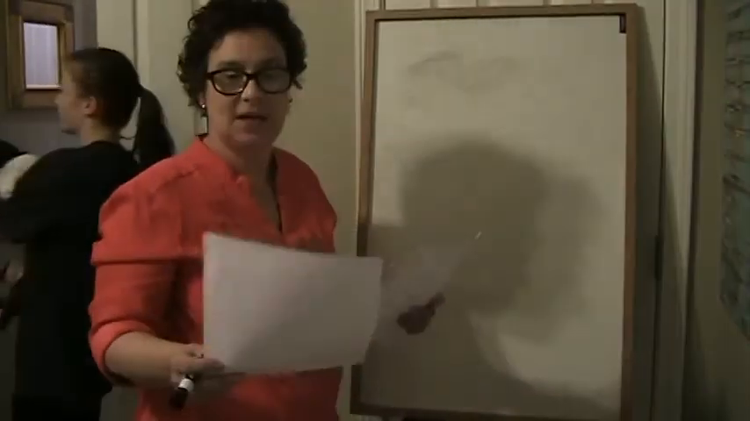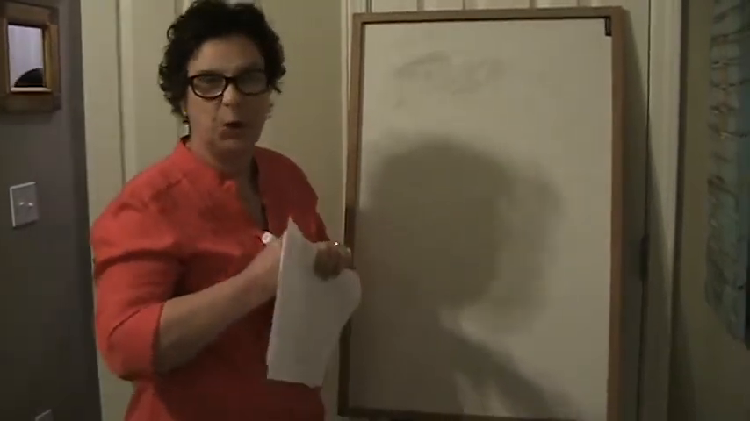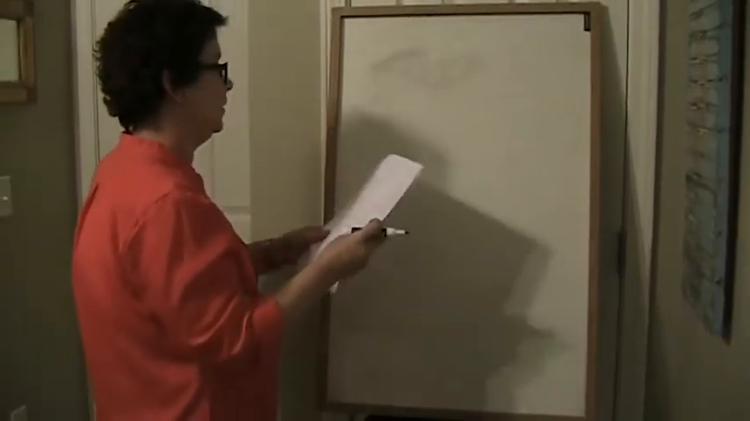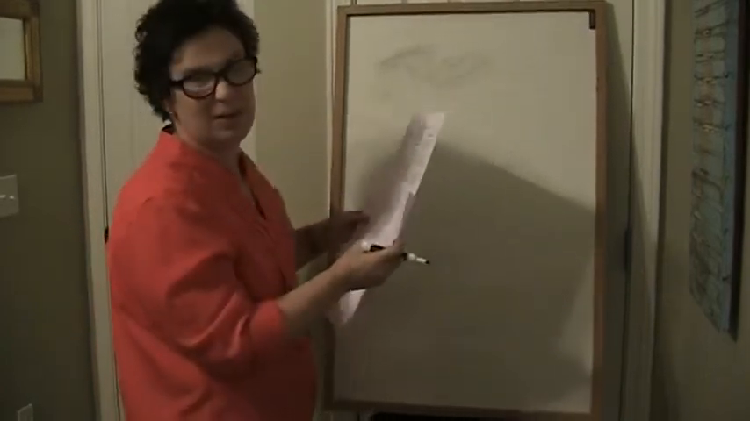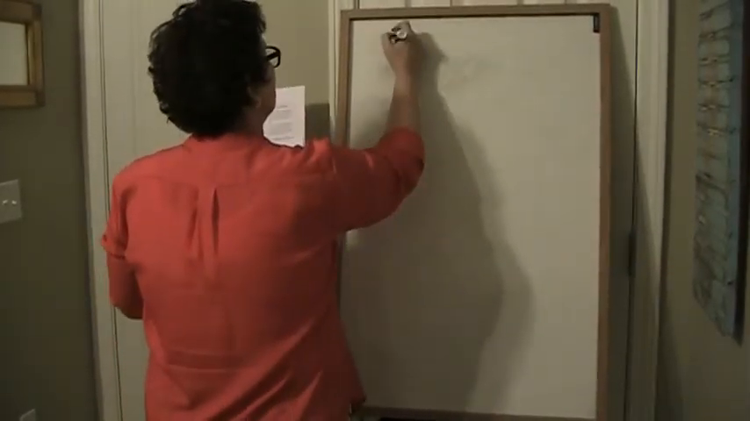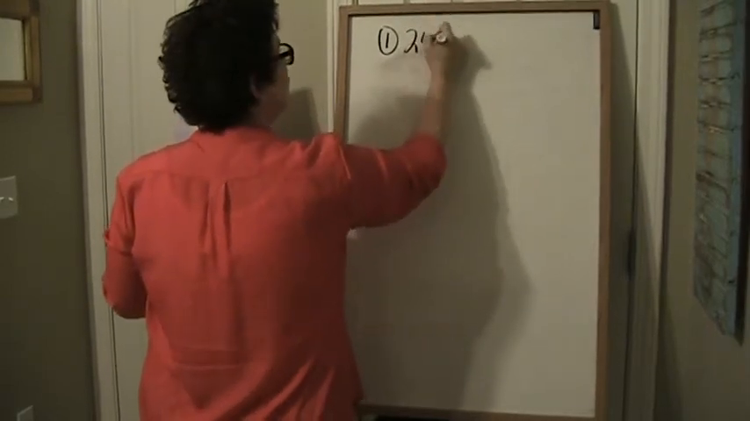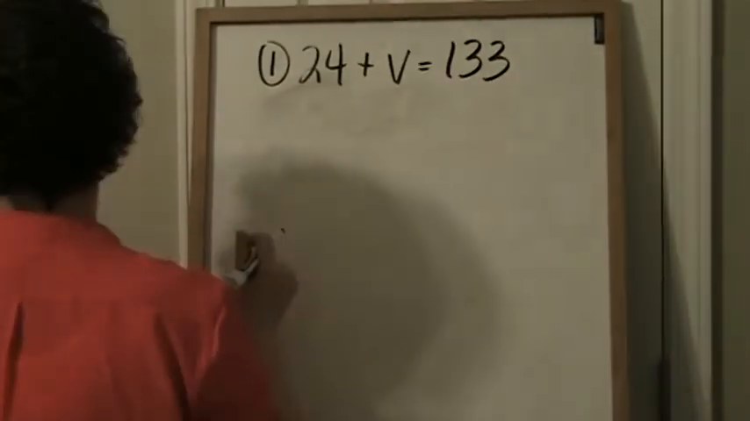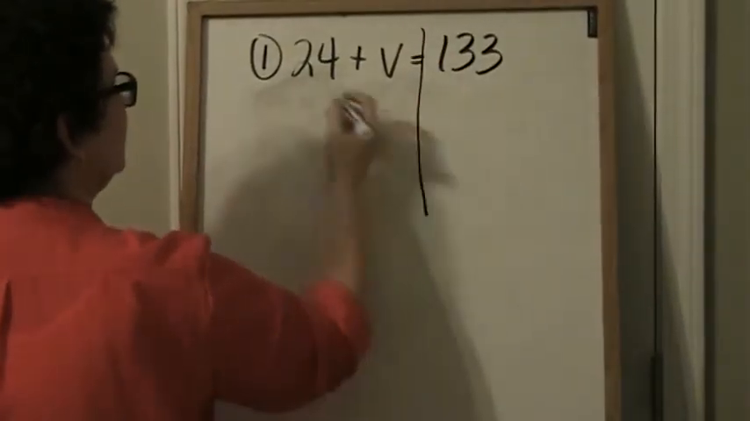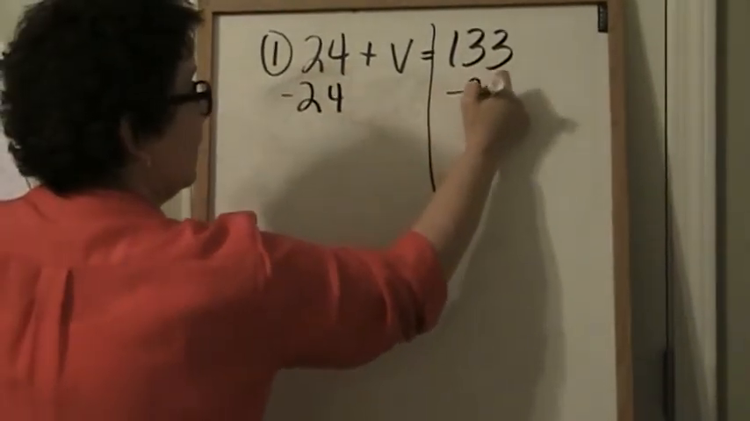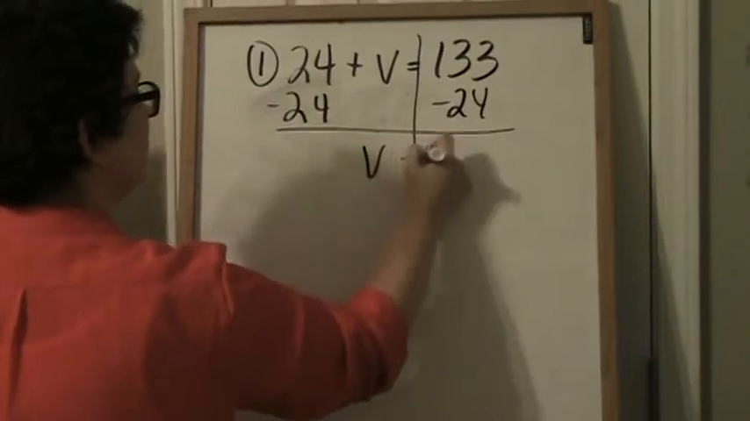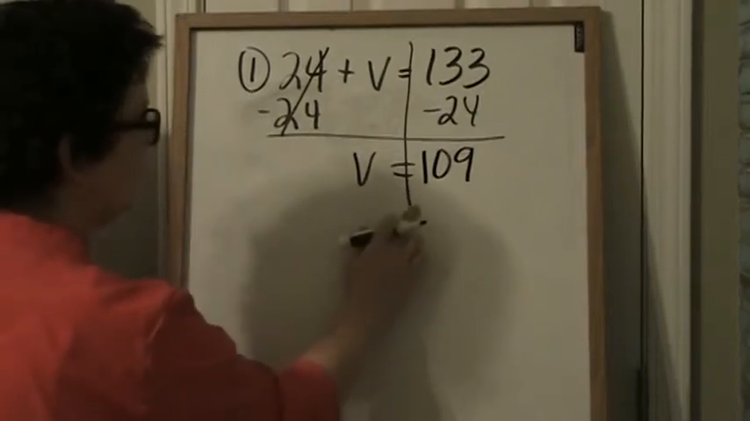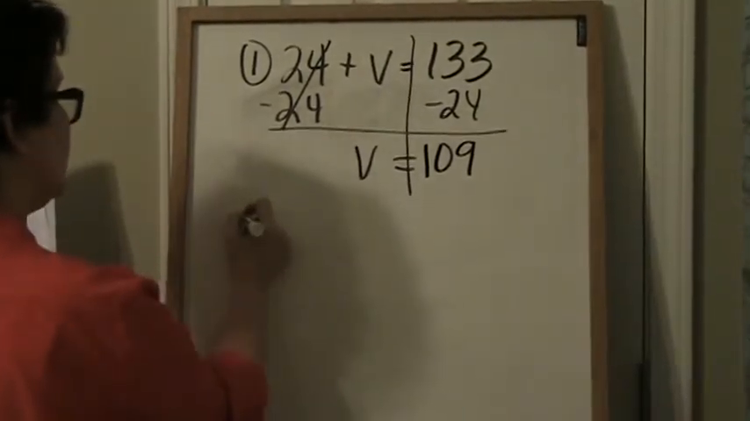All right, I'm going through the study guide question by question. I'm going to move rather quickly, so let's hope this goes well. Number 1 through 11, we're just solving equations. Number 1 is the equation 24 plus v is equal to 133. Draw your line, subtract 24. V is equal to 109. That's number 1.